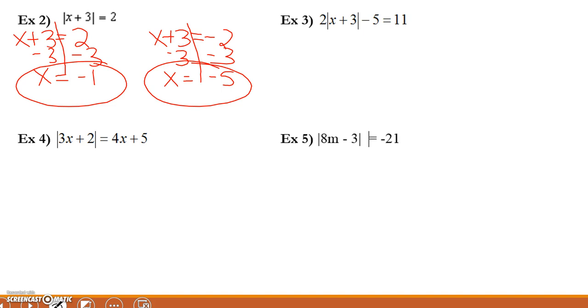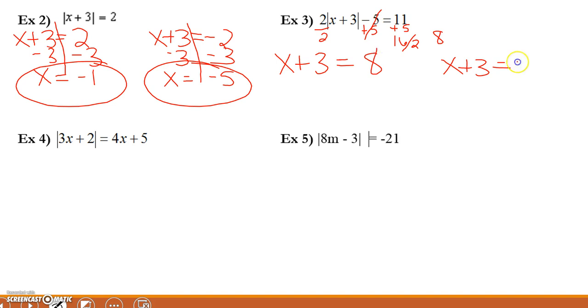All right, example 3. What I need to do is set x plus 3, whatever's in between the 2 bars, as what I make my 2 equations. But to figure out what number I have to set them equal to, I have to isolate. So I have to add over the 5. That's going to get me 16. And then I need to divide by this 2. And so I get 8.